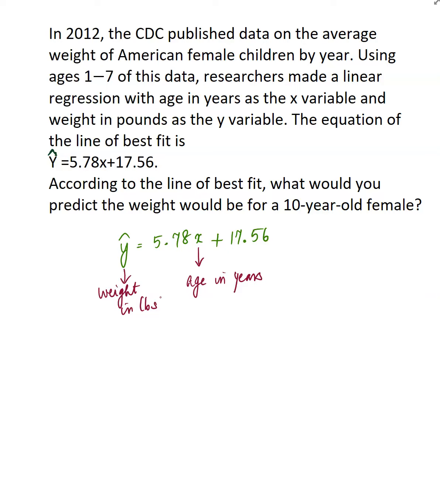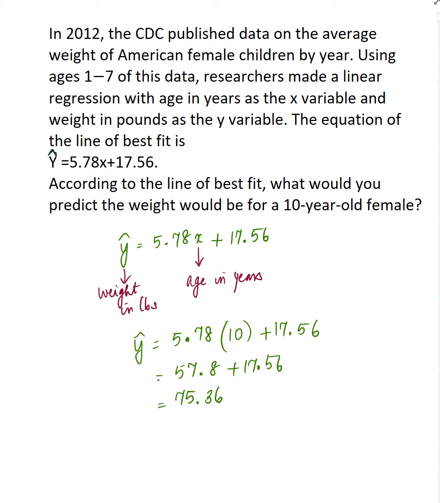Okay, now they've said, predict the weight for a 10-year-old female. So the age is given to us and we're asked to find the weight. So go ahead and plug that in. Times 10 plus 17.56. 75.36. What we've done is interpolation or extrapolation.